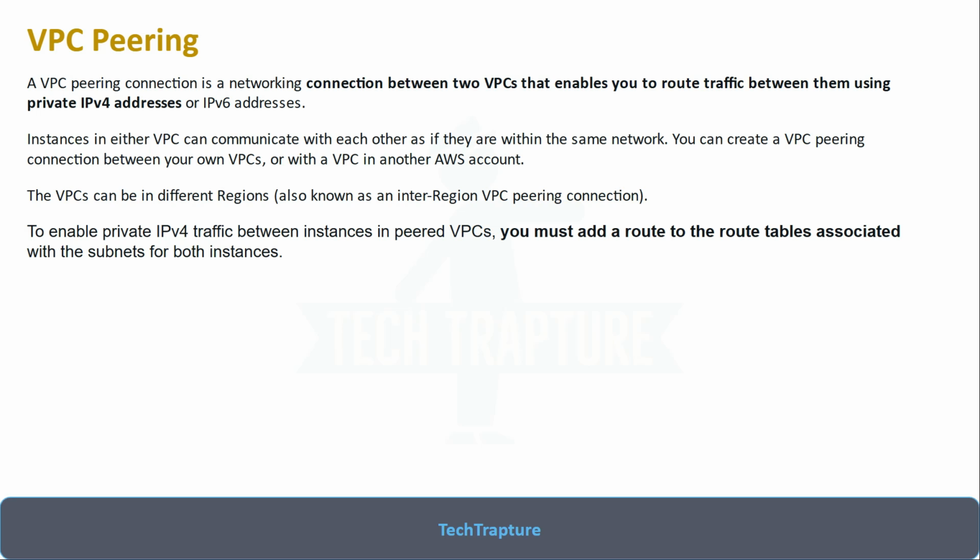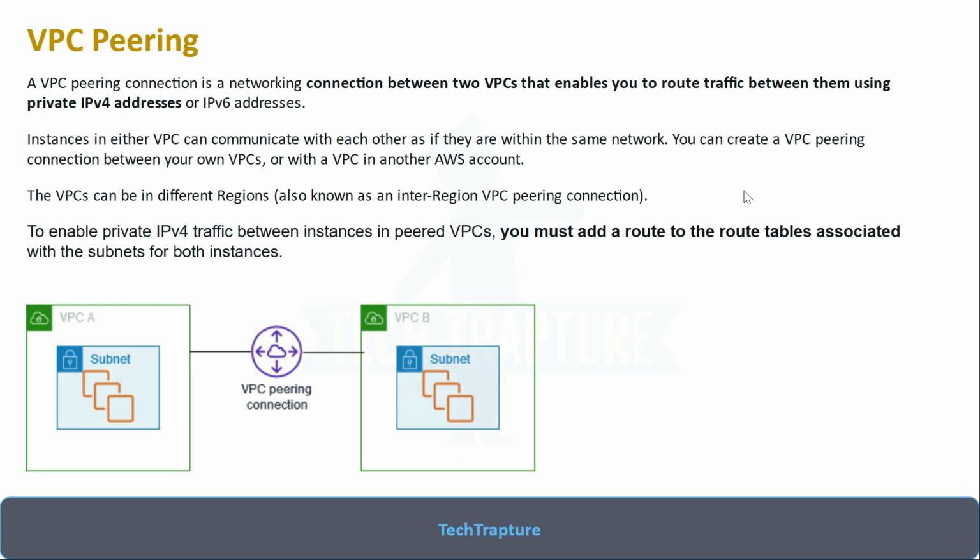First I will show you how instances in the same network can communicate with each other using private IPs. Let's understand this diagram. We have VPC A with one subnet, and VPC B with a subnet. There are some instances in VPC A and some instances in VPC B. Both want to talk to each other using private IPs. So here we need a VPC peering connection.